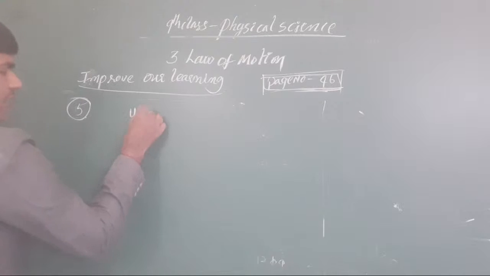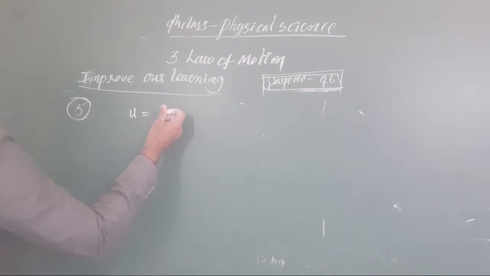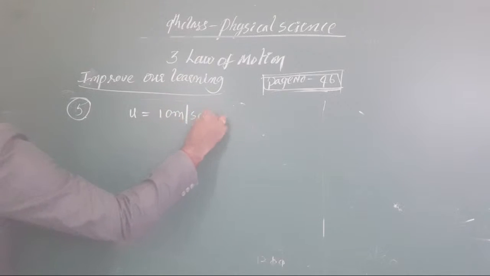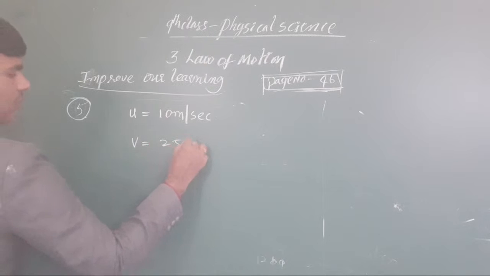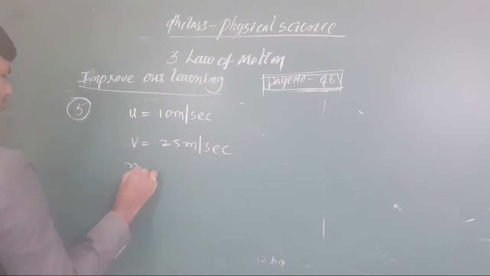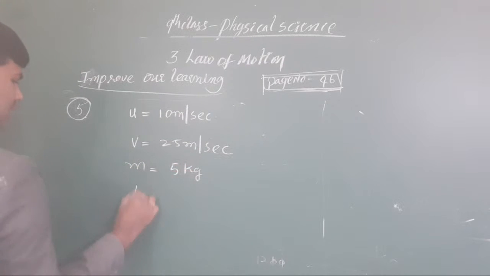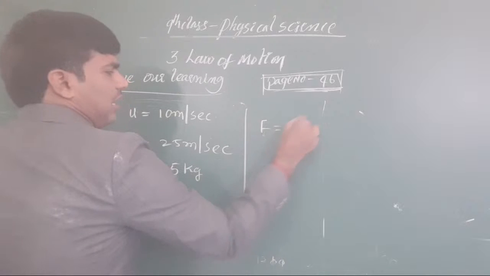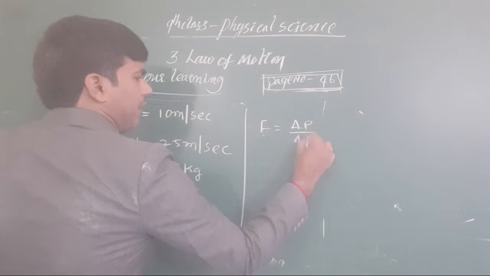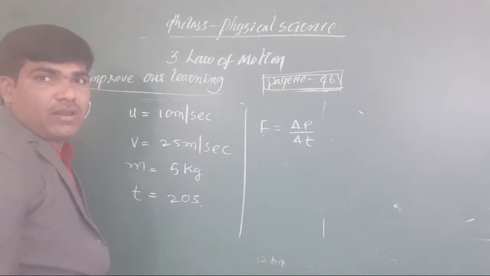What is the initial velocity? The initial velocity is taken as 10 meters per second. The final velocity is 25 meters per second. The mass does not change here; the mass is taken as 5 kg. And the time is taken as 20 seconds. Okay, you know very well, F is equal to del P by del T. Clear or not, all the students?